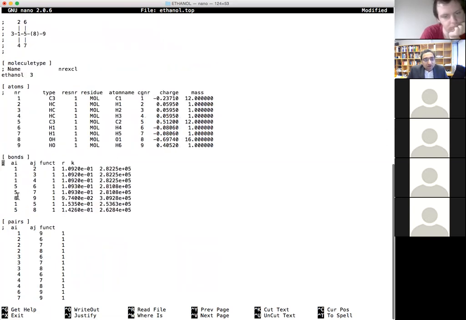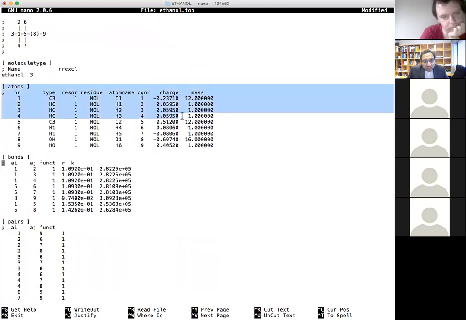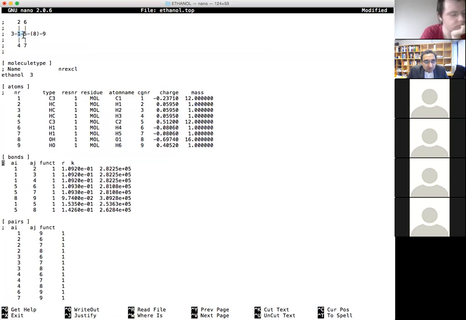Now we are listing all the atoms in the system. Ethanol has 9 atoms. So the first column is the number of the atom. The second column is the atom type. Now you can note here that atom number 1 and 5 are similar. These are aliphatic carbon atoms. So they have the same atom type, C3 and C3. Similarly, atoms 2, 3, and 4 are hydrogen atoms attached to this carbon, and they have the same atom type, Hc, Hc, Hc. But they have a different atom name, as you can see in the 5th column here.